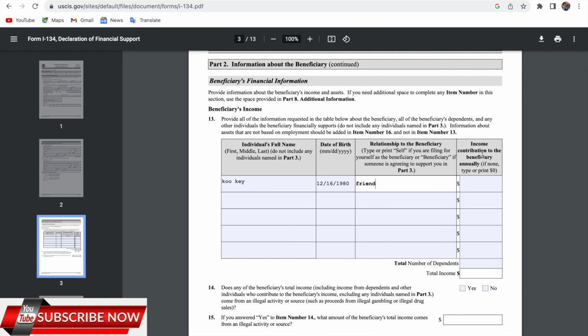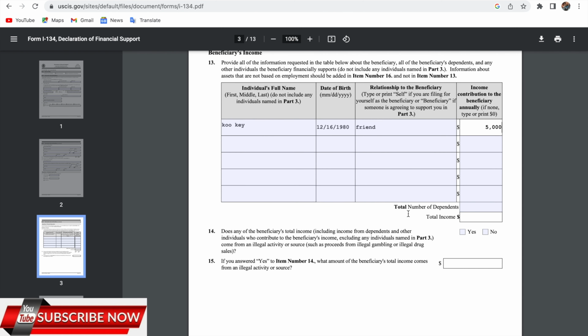And the income contribution to the beneficiary annually. So if you support the beneficiary, you just put in the income contribution to the beneficiary. Maybe you give the beneficiary some money, you just have to put it over there. Everything needs to be in dollars. So let's say you give the beneficiary annually, from January to December, maybe like 5,000.